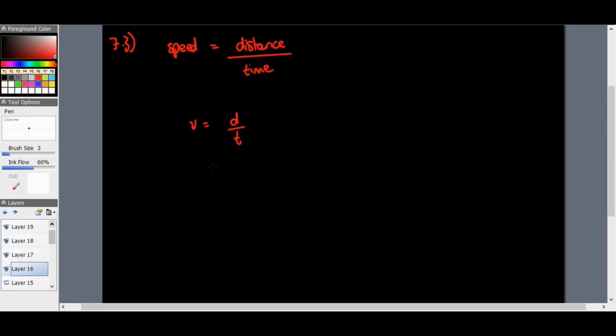So the speed of sound in seawater is 1,480. That's equal to the distance, which we're not sure of, so we'll leave that as little d. And the time was 2 seconds, so multiply both sides by 2. And then we'll get an answer of the distance, so therefore d, or distance, is going to be equal to 2,960 meters. That's how far apart the two dolphins are in this question, according to the theory.